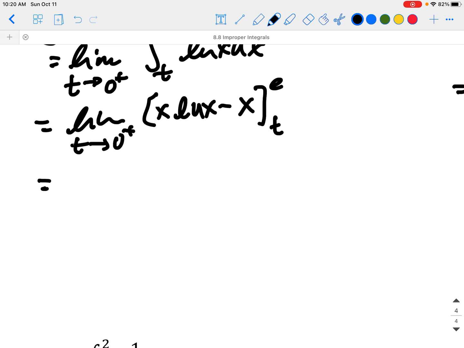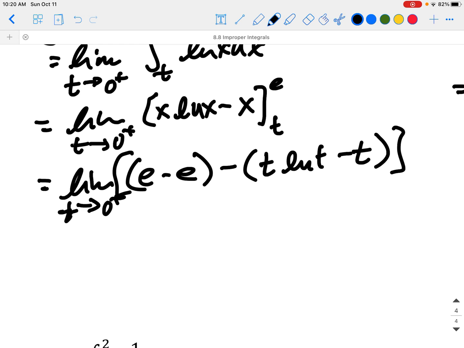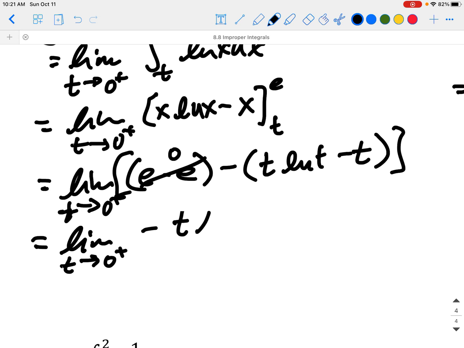So let's go ahead and work this out. We're going to have the limit as t approaches 0 from the right. At e, ln of e is 1, so it'll just be e times 1 minus e. So we've got this e minus e expression, which is just going to be 0. Minus, and then at t, we're going to have t ln t minus t. So we'll have the limit as t approaches 0 from the right of negative t ln of t plus t.